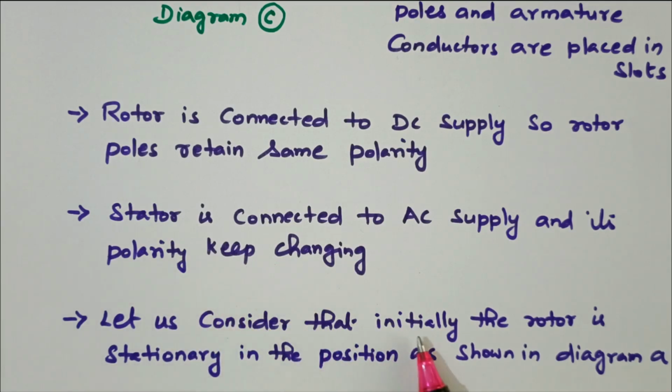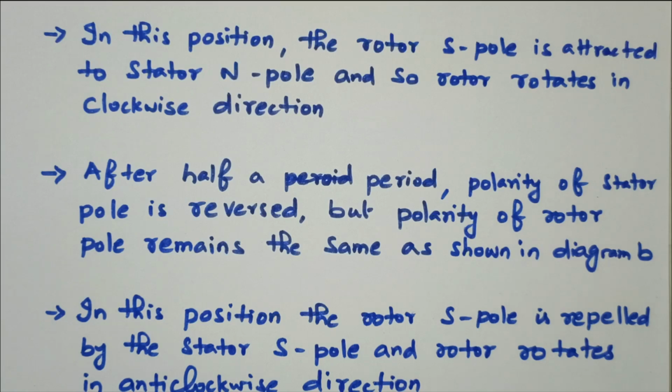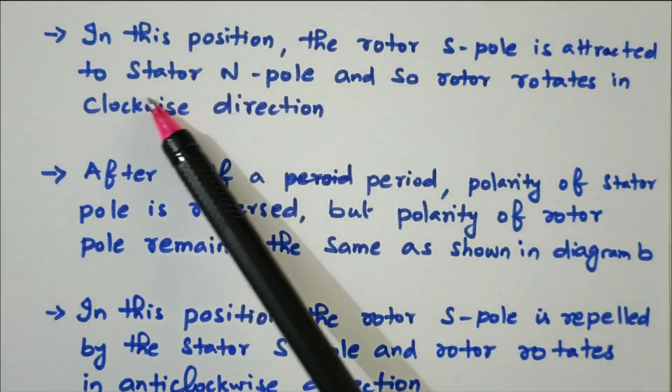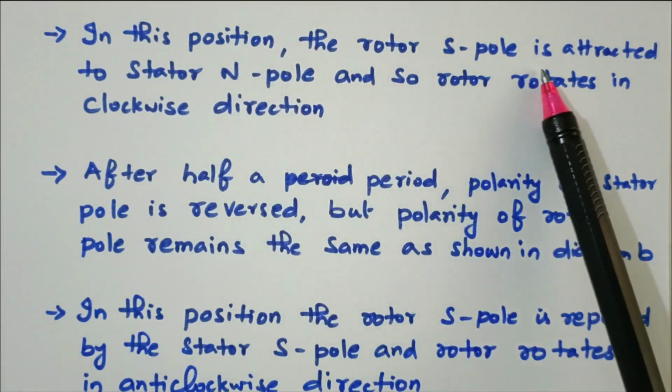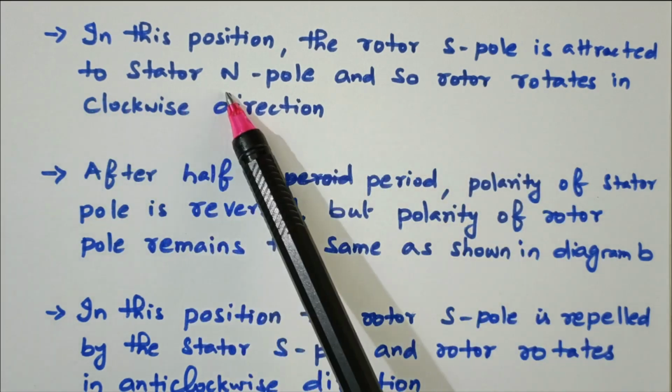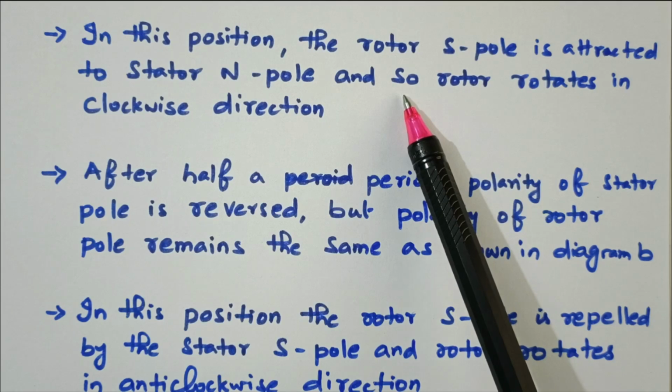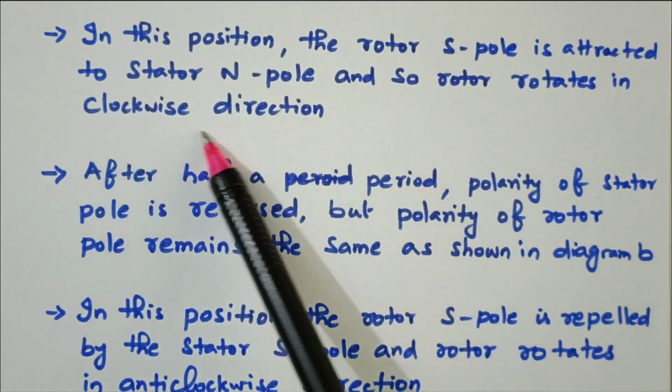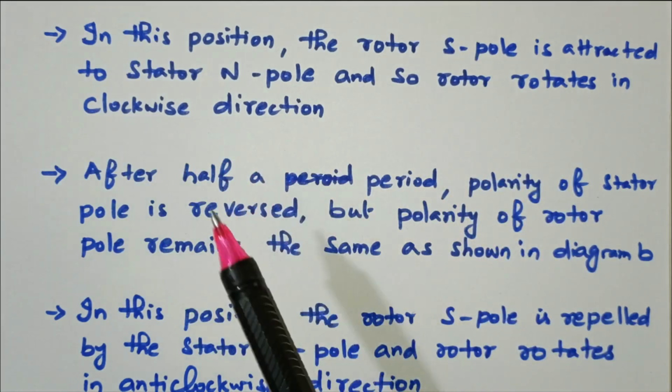Let us consider that initially the rotor is stationary in the position shown in diagram A. In diagram A, there is an attraction between stator and rotor poles, so it starts to rotate in the clockwise direction. In this position, the rotor S pole is attracted to the stator N pole, and so the rotor rotates in the clockwise direction. We discussed this in the diagram.